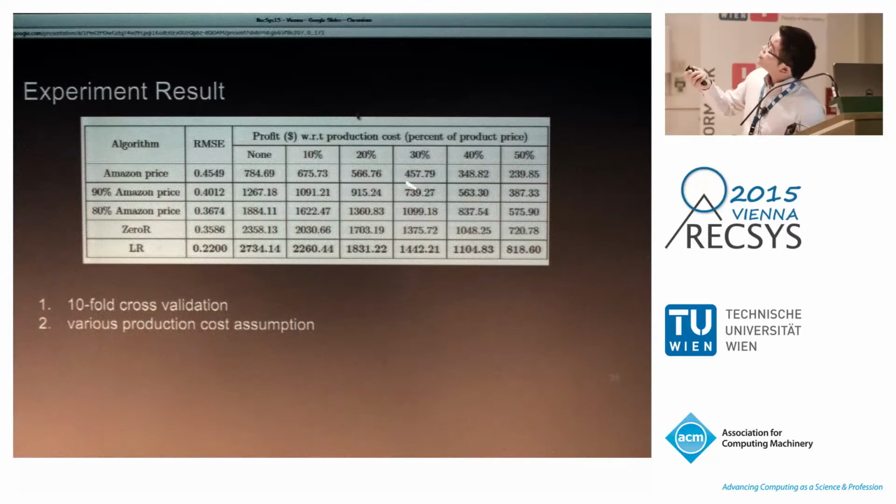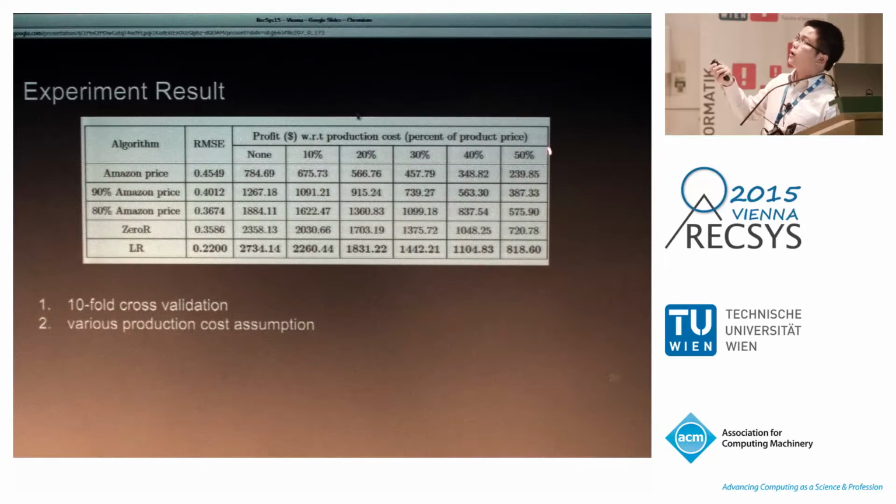Just look at the result. It shows that our machine learning based approach is superior to the baseline algorithms in each of the settings. Okay, I forgot to mention: because we don't know the production cost, we just make assumptions. We assume the production cost is 10%, 20%, and so on, and we evaluate the profit under these assumptions.